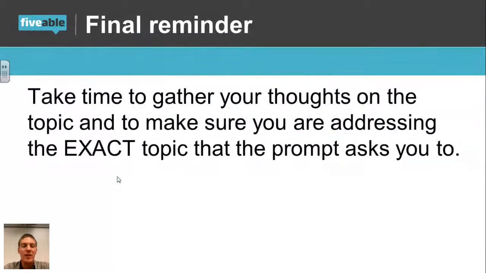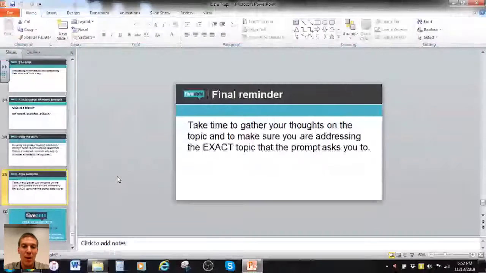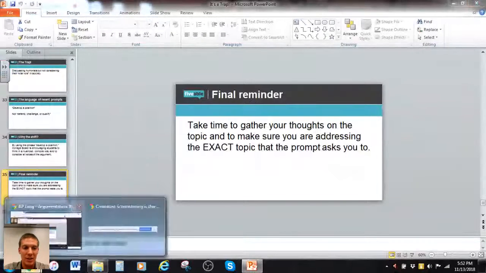When you get to argumentation, breathe, take 5 minutes, read the prompt slowly, underline the sentence that gives you the explicit writing task, read it 2 or 3 times, and then brainstorm. But don't start brainstorming, which we're going to do next week, until you actually know what the topic of the prompt is. What are you actually being asked to do?